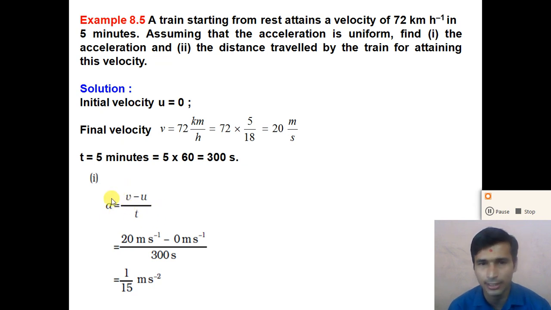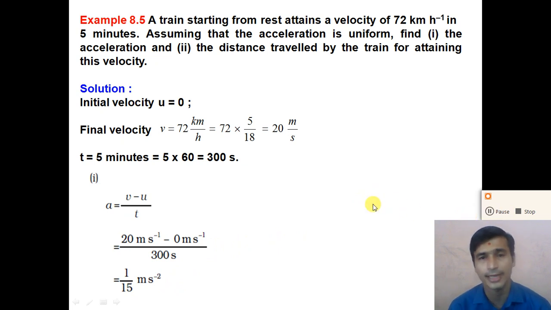So here the final velocity is given as 20 meter per second. So 20 meter per second minus initial velocity 0 meter per second, divided by time 300 seconds. So 20 minus 0 we get 20, and divided by 300 we get the answer 1 divided by 15 meter per second square. Instead of this, we can also write the answer of acceleration as 0 point something.